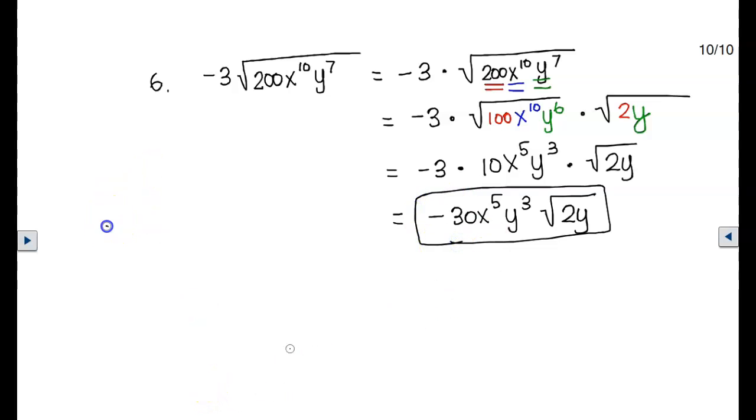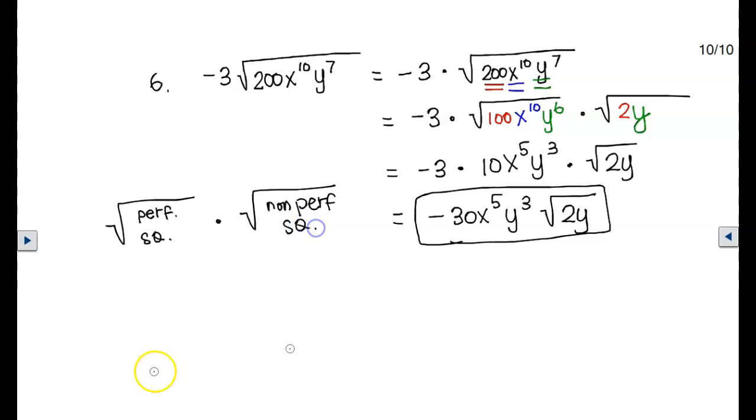So notice again, we are factoring into 2 square roots. We want perfect squares over here and non-perfect squares over here. The coefficients, you're still using that list. And then as far as variables are concerned, perfect squares are going to have even exponents. Non-perfect squares are going to have odd exponents.